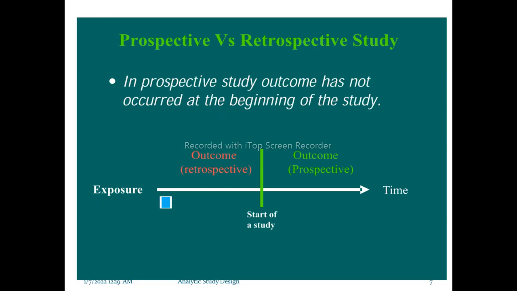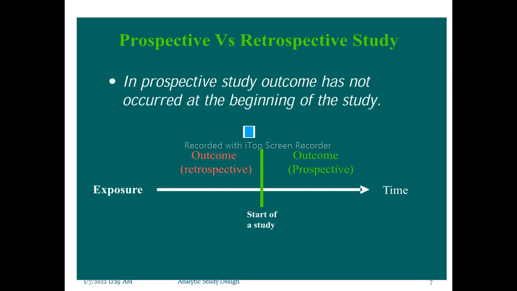So there is exposure here, and there is time in the future, and the start of study is here. If you start the study here, collecting individuals here, and follow up into the future, this is the prospective study. So the outcome is in the future. But in the case of a retrospective study, the outcome has already occurred.